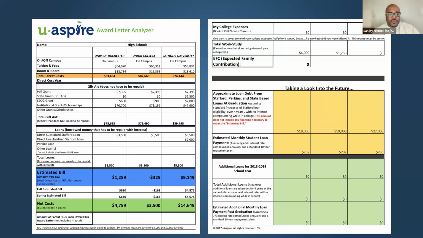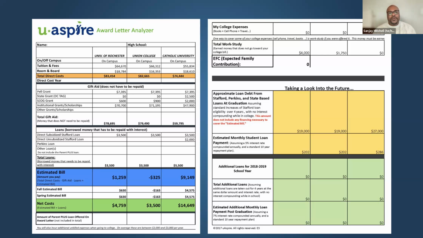What they love the most is the blue bar, as we call it, the estimated bill. So families say, oh, so I have to only pay $1,259 a year. In theory, yes, right? Or I'm getting back a refund of negative $325 a year, or I have to pay $9,000 a year. That feels better than the sticker price of the campus.